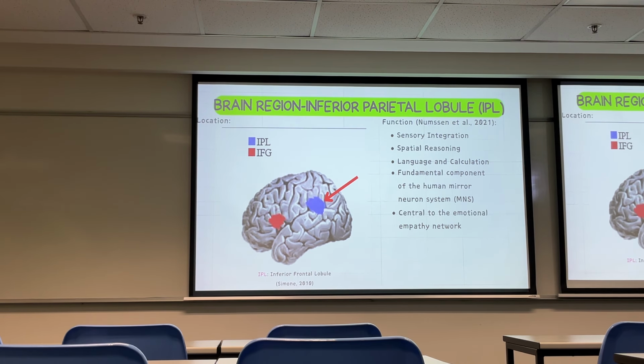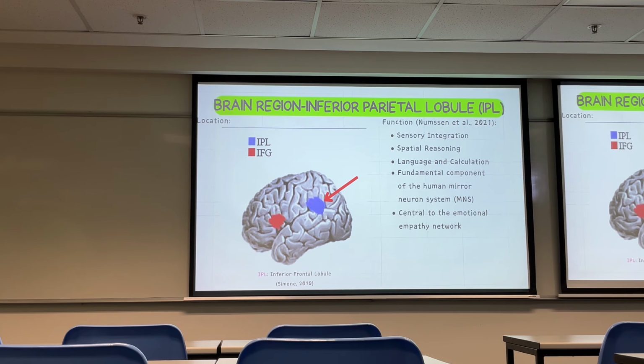The inferior parietal lobule is a region of the brain located in the parietal lobe, specifically on the lower part of the lateral surface of the hemisphere. It lies just behind the postcentral gyrus and above the lateral sulcus. It is primarily composed of two Brodmann areas, BA40 and BA39.